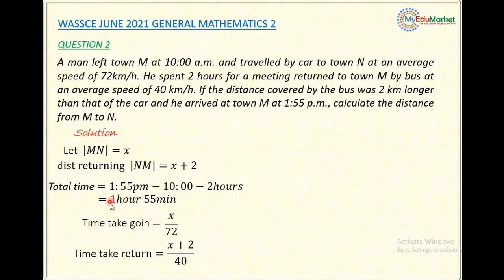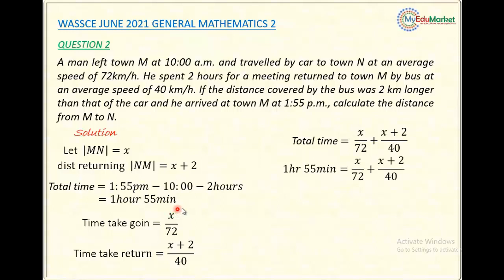But I have the total time taken for the two journeys. So the total time will be equal to time going plus the time returning. So I'll have X over 72 plus X plus 2 all over 40. This is the time taken by bus while returning, and this is the time taken by car while going. And this total time is nothing but 1 hour 55 minutes. So I will now substitute: 1 hour 55 minutes equals X over 72 plus X plus 2 all over 40.